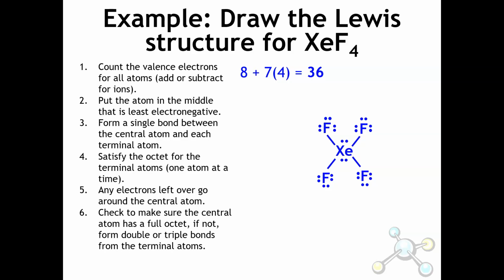Finally, we want to check to make sure that there's an octet for everything, and there absolutely is. Notice I'm not making any double or triple bonds because I don't need to. Everything has an octet.